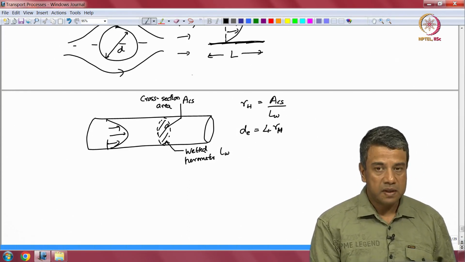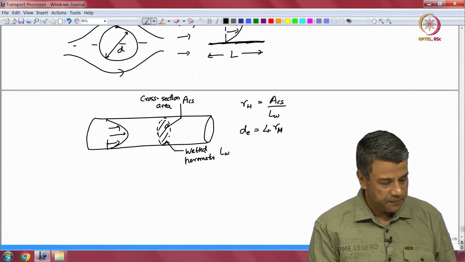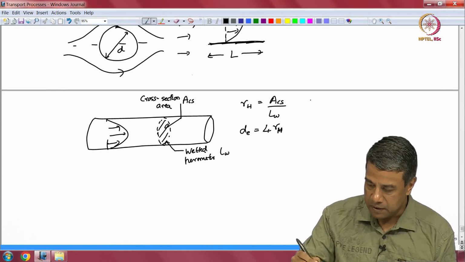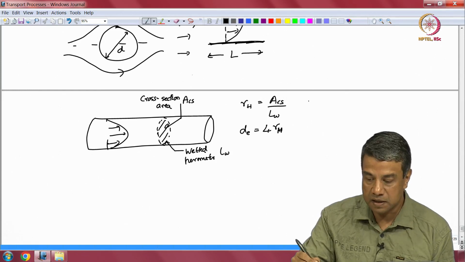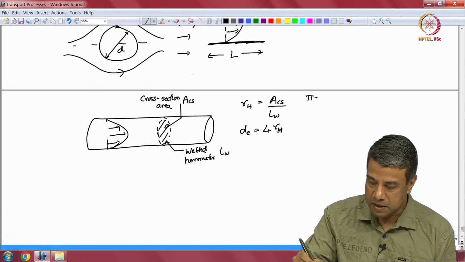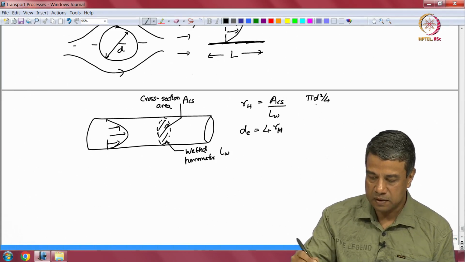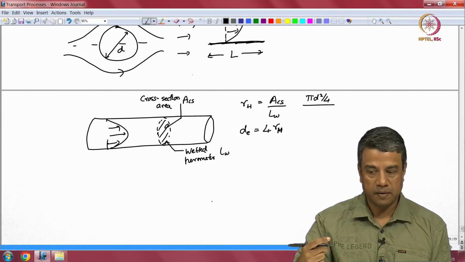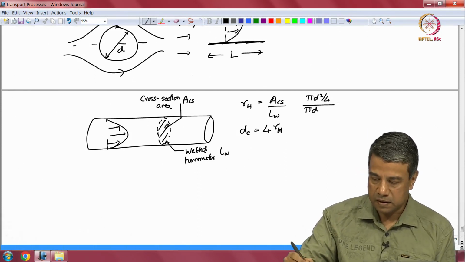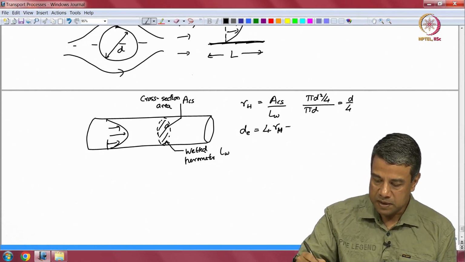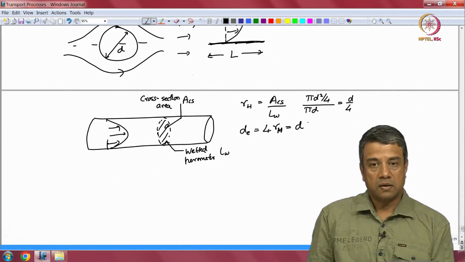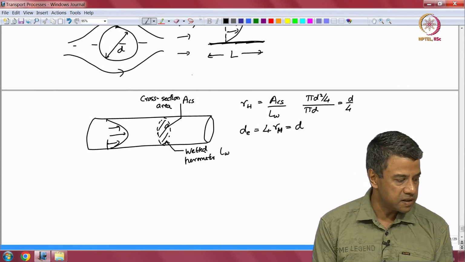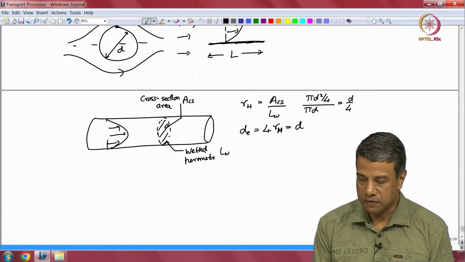And it is the equivalent diameter that is used as the characteristic length in this case. So, for example, if you consider this for a cylindrical pipe, the cross sectional area is pi d square by 4. And the wetted perimeter is the circumference of the circle of diameter d. This is equal to pi d, which gives me d by 4 for the hydraulic radius, which means that the equivalent diameter is d itself. Note that the equivalent diameter is 4 times the hydraulic radius. So, that is how you define the characteristic dimension for a flow within a conduit.